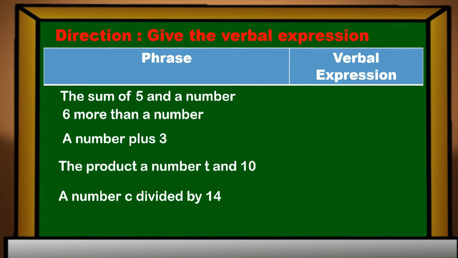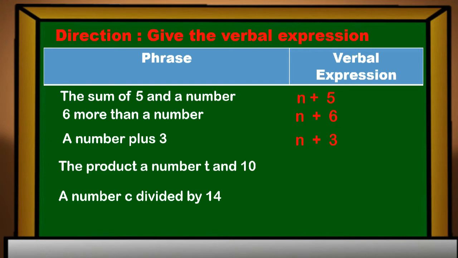You are going to give the verbal expression. So you have there the phrase and then the verbal expression. The sum of 5 and a number, that is n plus 5. 6 more than a number, that is n plus 6. Then a number plus 3 is equal to n plus 3.